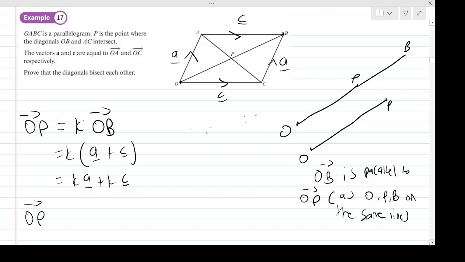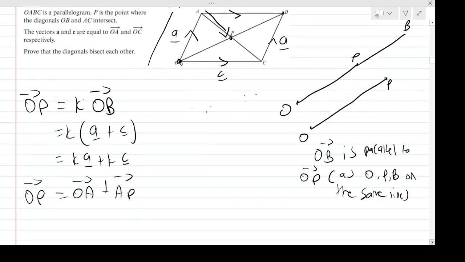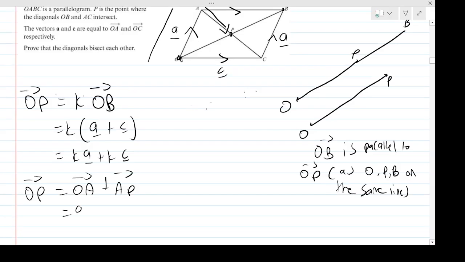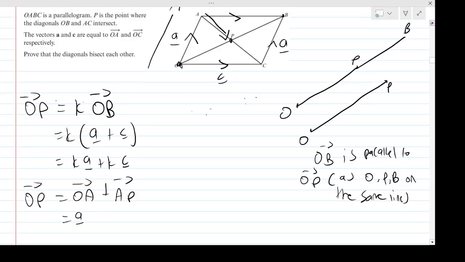So how are we going to get on the diagonal AC? Well, actually, if we're starting at O and ending at P, we can go from O to A and then A to P, right? And we're going to apply the same sort of logic because it's on the same straight line. So we're going to go from O to A, then A to P. Well, OA, again, is just the vector A. And then A to P.